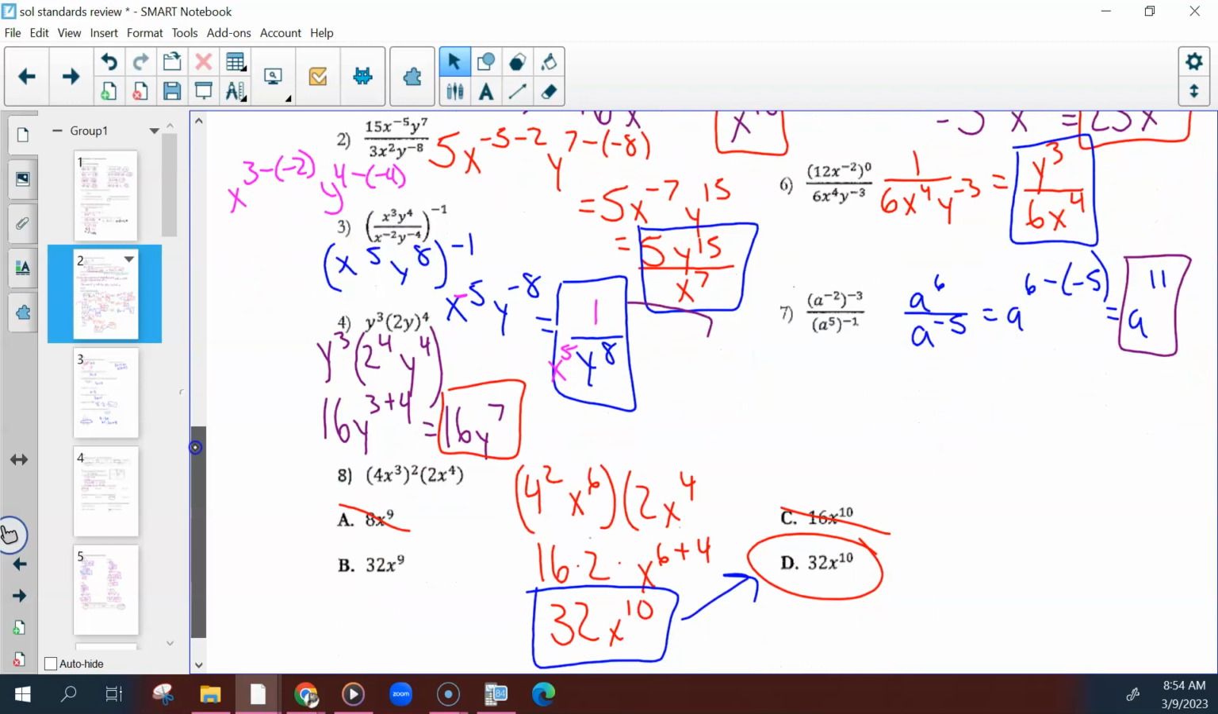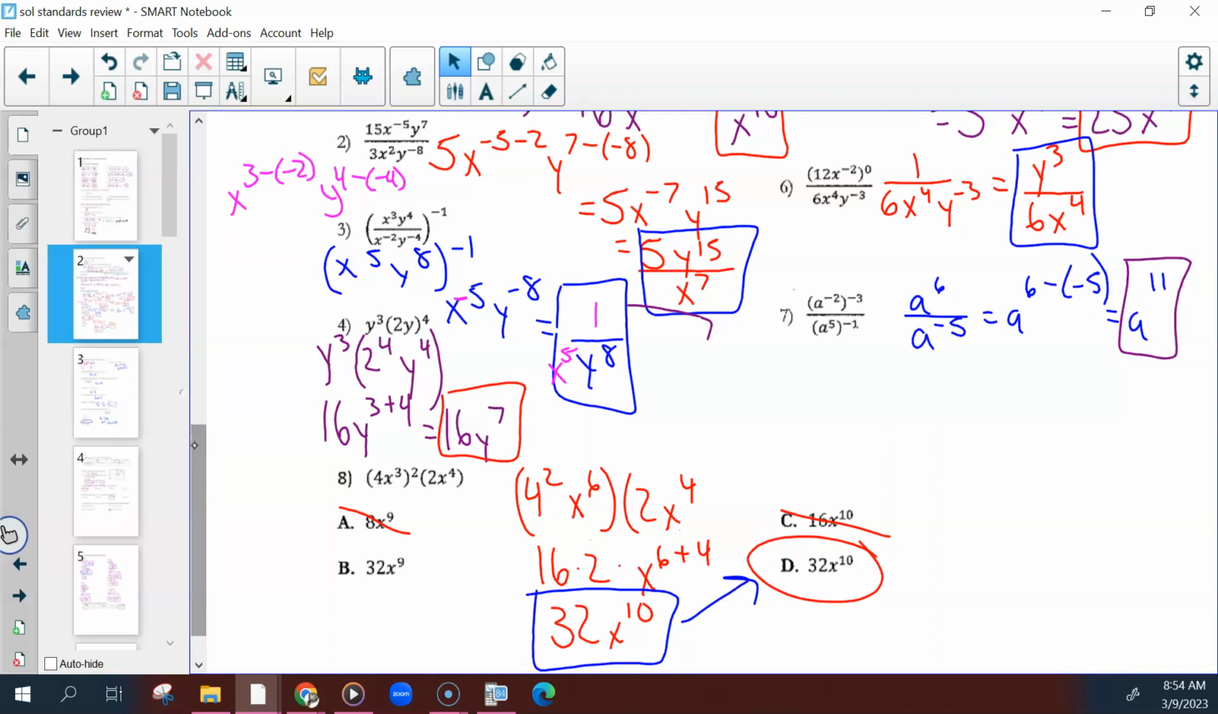For 4, we have like bases, we also have exponents. So take care of the exponent first, multiply that to both of your exponents inside your parentheses. Figure out what 2 to the 4th is, which is 16. Multiply your like bases by adding your exponents, and then that final answer should be 16y to the 7th.